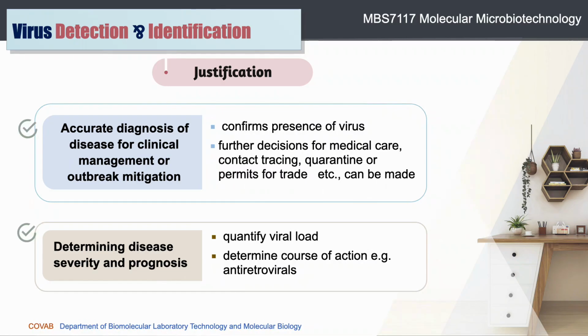Then our second justification for identification of viruses is to determine the disease severity and also prognosis. So we can quantify virus load, and then we are able to determine our course of action. For example, if you want to give antiretrovirals.